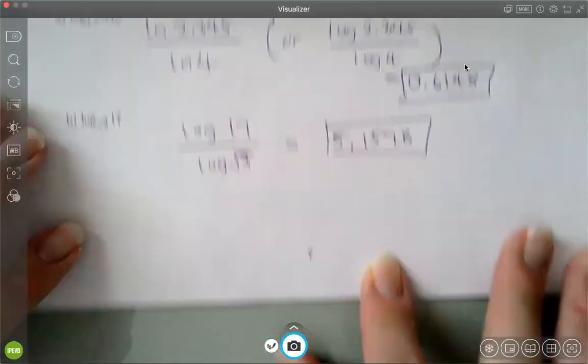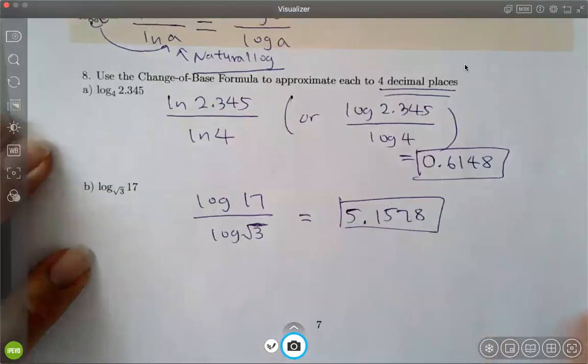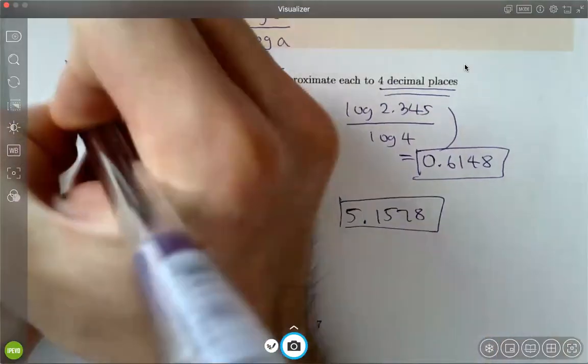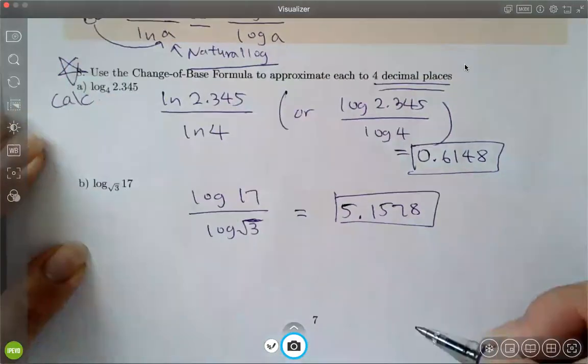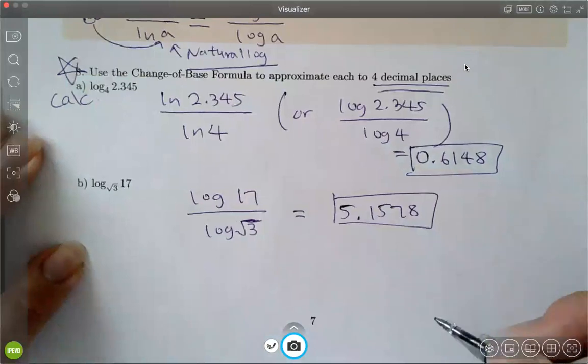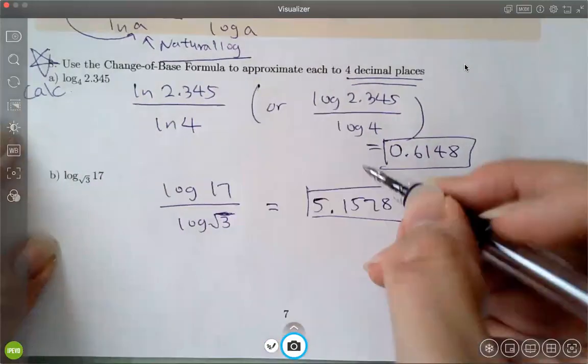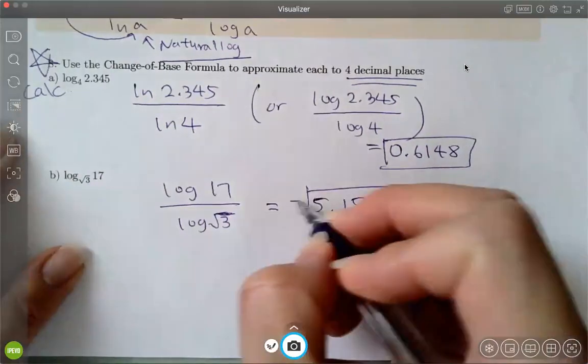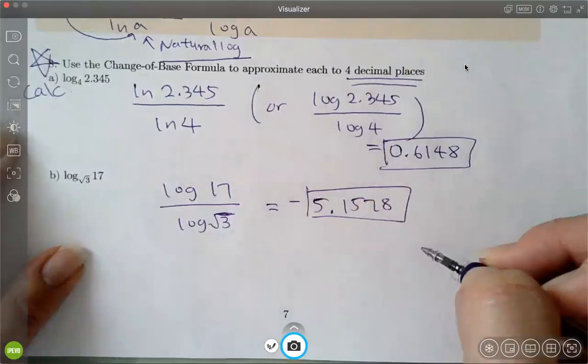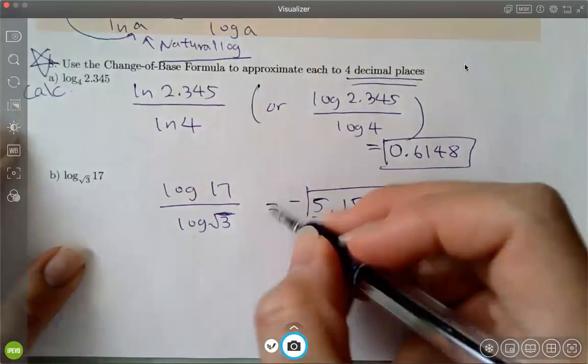Okay, so again, this problem is another calculator problem. And keep in mind that you may see a negative number as the answer. Depending on what kind of log you have, your answer could involve the negative sign. But don't panic, that is quite normal.